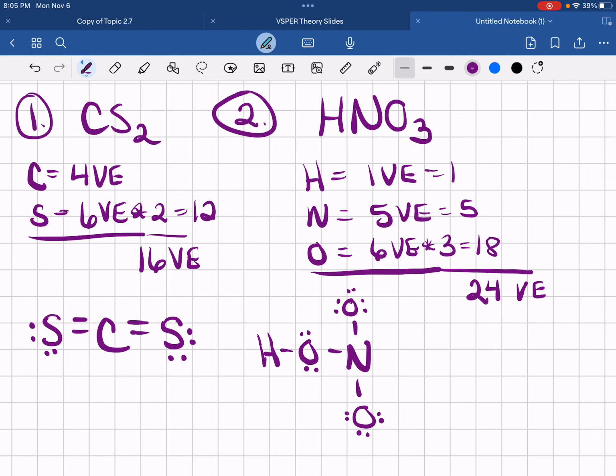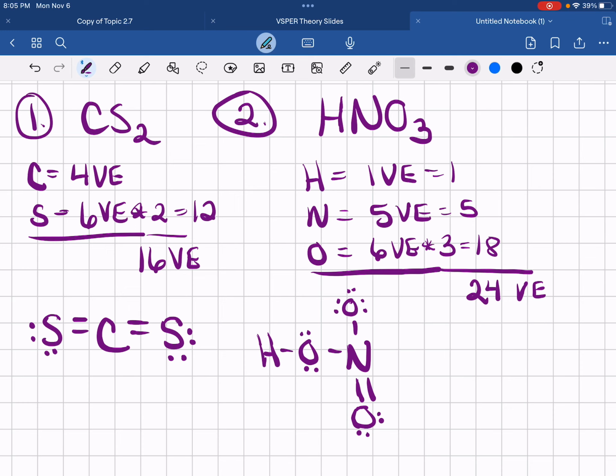Okay, notice the hydrogen has its duet of 2 electrons. The oxygen on the left has 2, 4, 6, 8. The one on the top has 8, the one on the bottom has 8, but this nitrogen is missing a set of electrons. And so what we need to do is take our electrons and pull some in. So if we take these electrons and pull them into a double bond, then we have our 24 electrons, and you notice that we have our double bond.